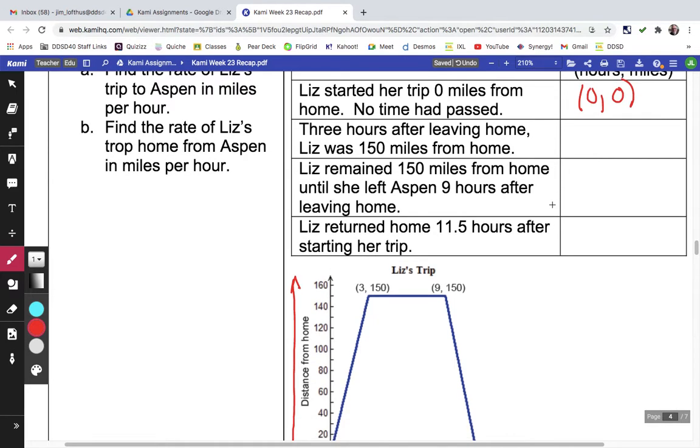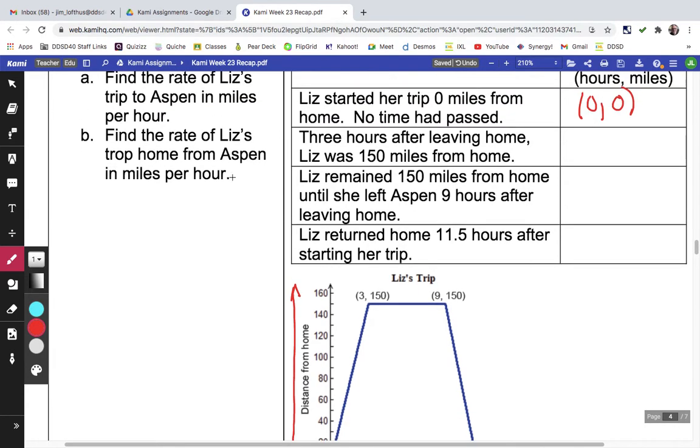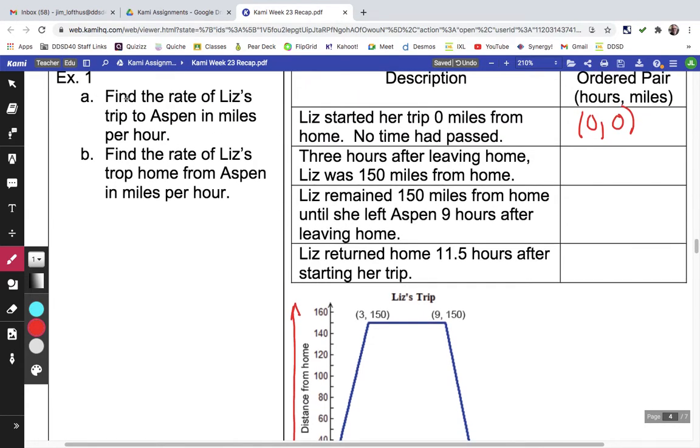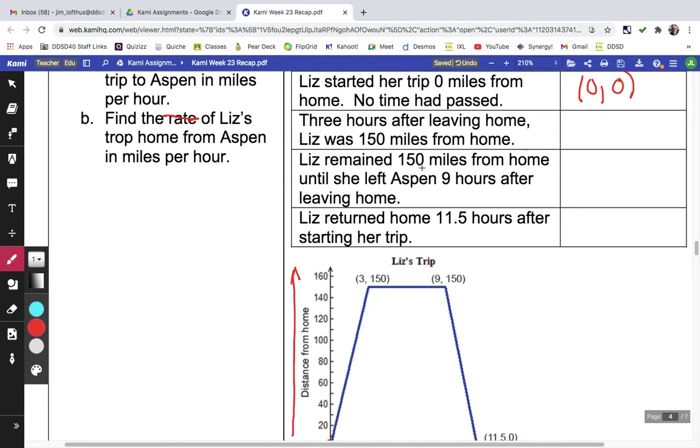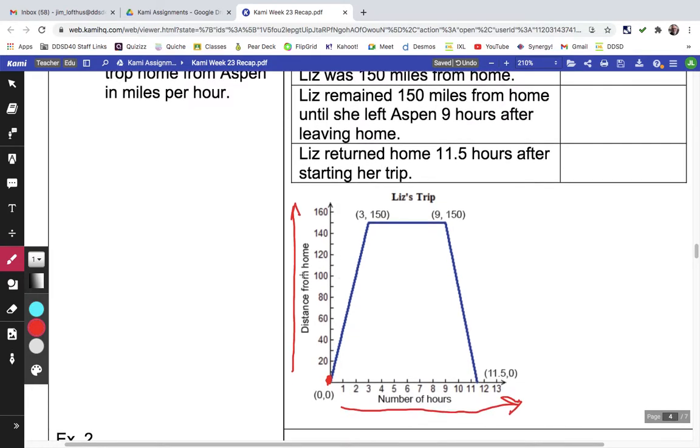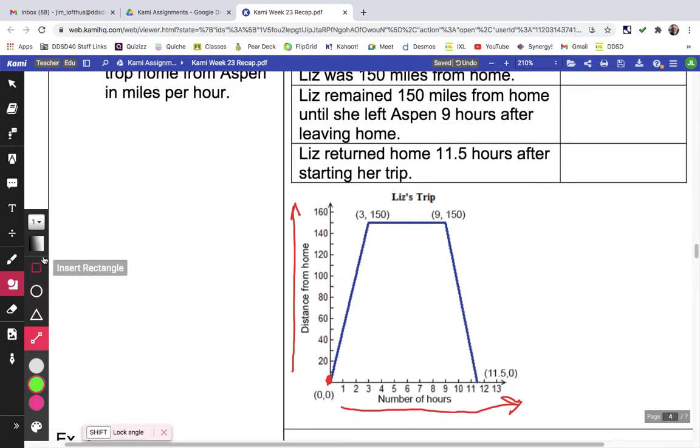3 hours after leaving home, she was 150 miles from home. So we didn't do the rate. We didn't do that on this problem. She just went to Aspen and it took her 3 hours. So we used in class a lot the line tool to show the two ways that we're thinking. This goes to the 3 and this goes over to the 150.